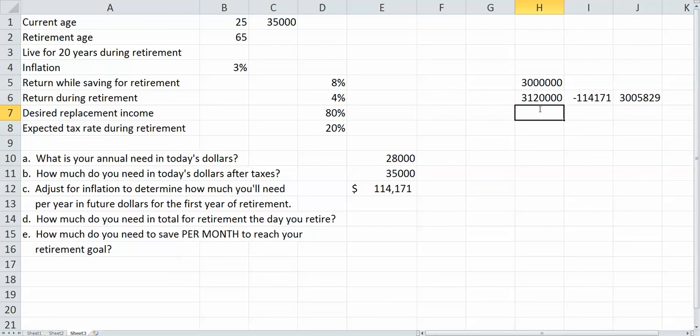So it'll be worth 3,005,829 times 1.04, or 3,126,000. Then you're going to take out the previous year's amount times 1 plus inflation. So you're going to take out this much. So at the end of that year, you'll have 3,084,066.